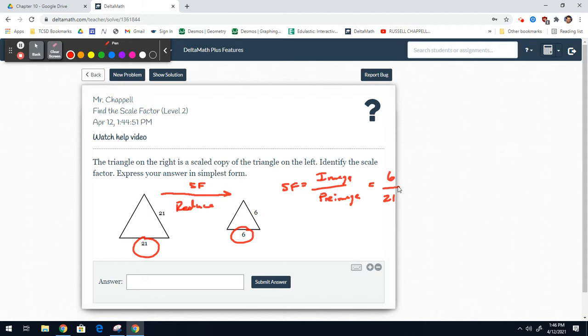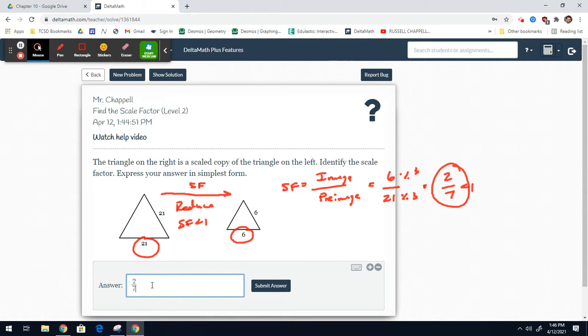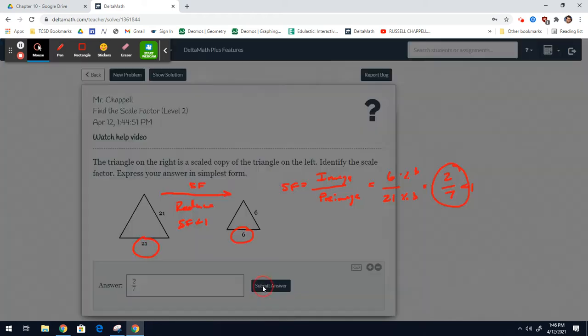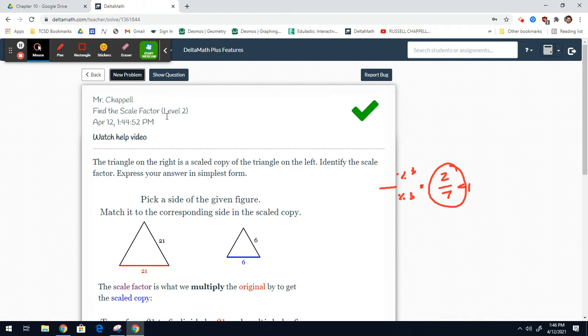You can't use decimals. So if we divide both of these by 3, because they're both divisible by 3, the answer here should be 2/7. Notice that when you're reducing, you're going from big to small, so your scale factor should be less than 1, and 2/7 is definitely less than 1. So the answer here is 2/7. This is more or less a review problem for you, but again, getting your mindset into scale factor again is very important. There we go.